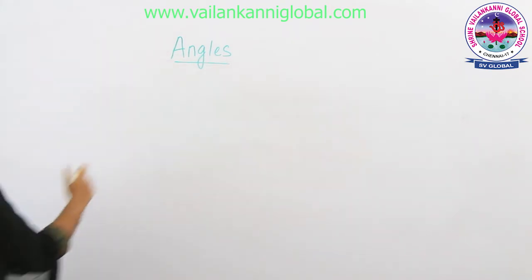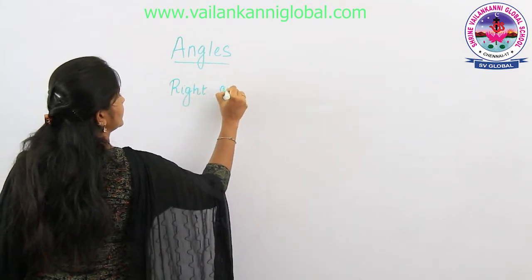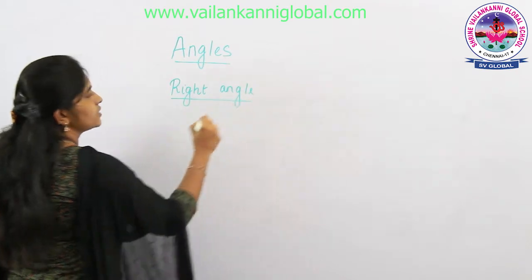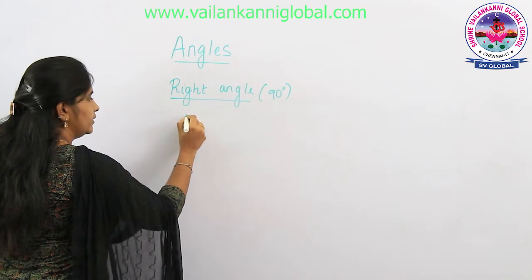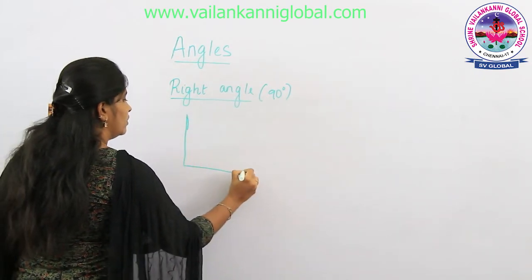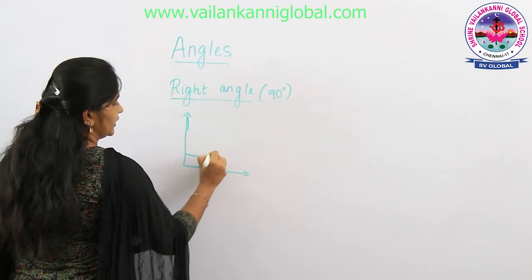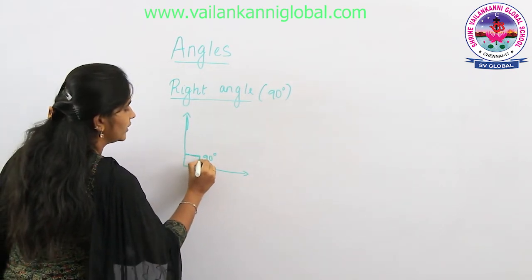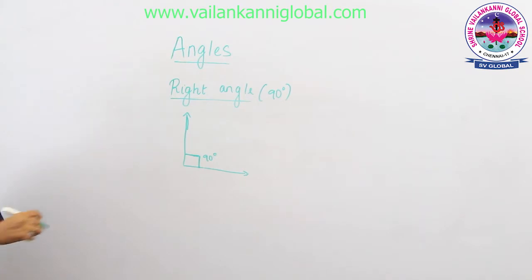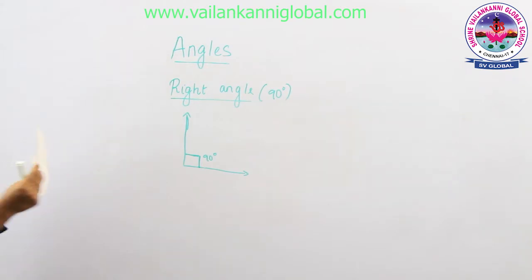First one is the right angle, otherwise called a 90-degree angle. In a right angle, one of the angles will be 90 degrees. Okay, and this is a special angle. You can represent it by drawing a square in the gap. So this is a right angle. Okay, you can check this with the help of a right angle checker.